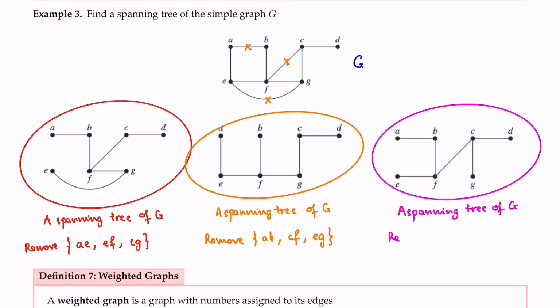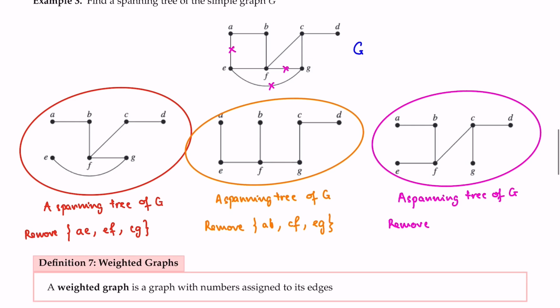Now for the last graph, this is also a spanning tree of G. What I did is that I removed the following edges. I removed A and E, I removed E and G, and I removed F and G to avoid any cycles. But still, you have to keep track with the idea that a tree is a connected graph with no cycles. So what I did is that I removed the edges AE, FG, and EG.